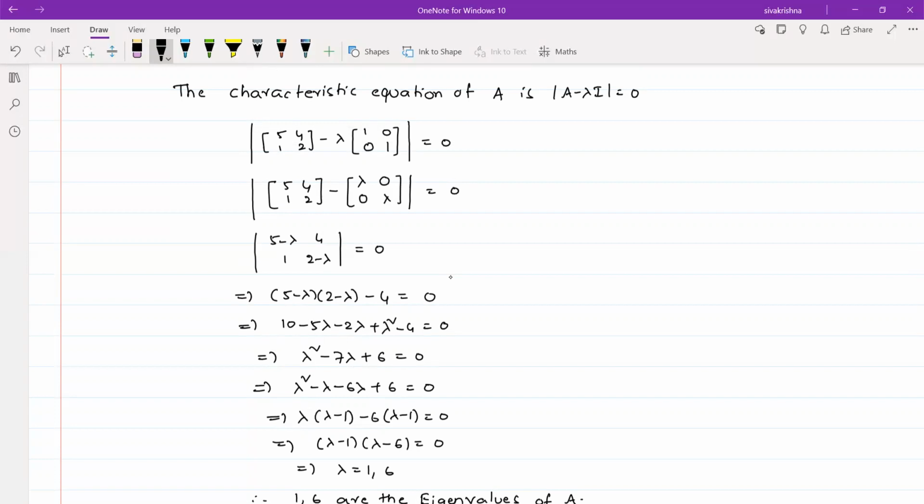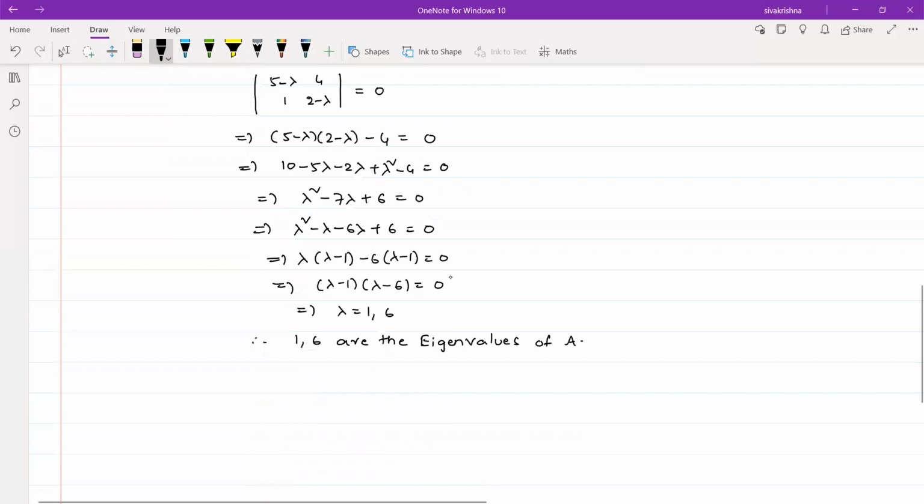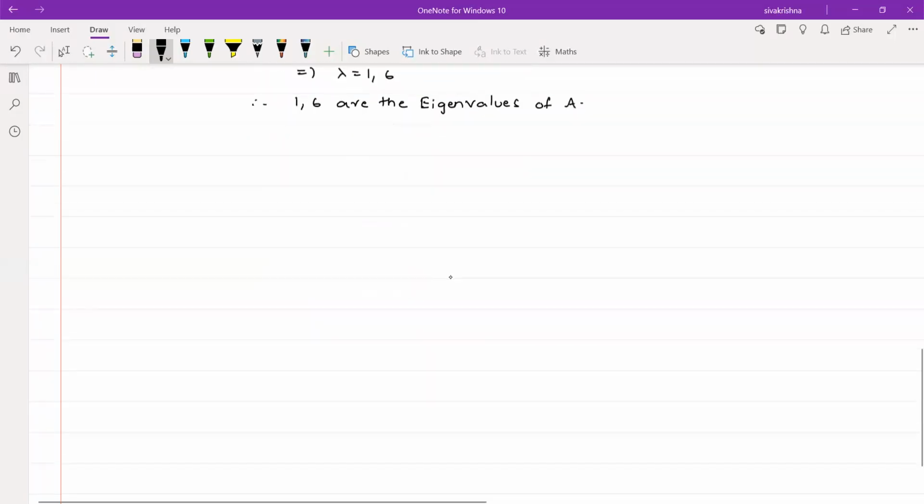And on simplification, we get a quadratic equation, that is lambda square minus 7 lambda plus 6 is equal to 0. On solving the quadratic equation, we get two roots, and we call the roots of the equation eigenvalues. The roots of the characteristic equation are the eigenvalues of capital A. In this way, we can find the eigenvalues. Okay, so now coming to the eigenvectors. For each and every eigenvalue, we can find one eigenvector.